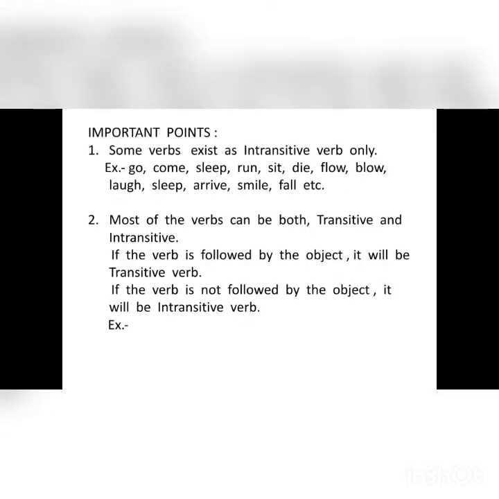Now, let's read a few more important points. First is, some verbs exist as intransitive verbs only. Examples are go, come, sleep, run, sit, die, flow, blow, laugh, arrive, smile, fall, etc. Second is, most of the verbs can be both transitive or intransitive. But the difference is, if the verb is followed by the object, it will be a transitive verb. And if the verb is not followed by the object, it will be an intransitive verb.